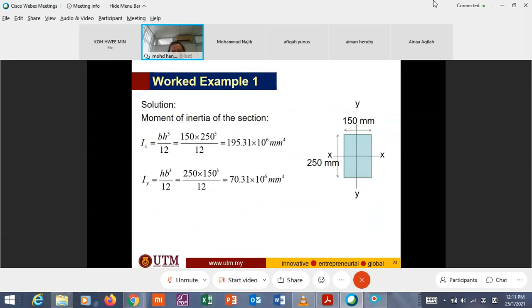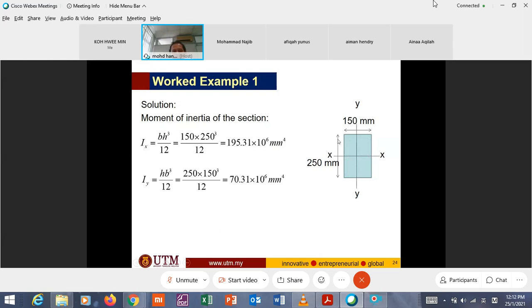So the first step is to calculate the moment of inertia. This is the basic equation that you have to memorize. In your first year, you have to derive it, and now you just memorize. No need to derive. Ix is the moment of inertia for bending about XX.